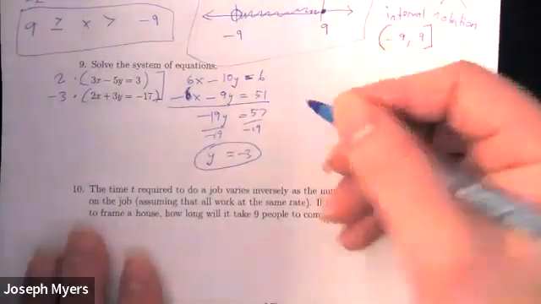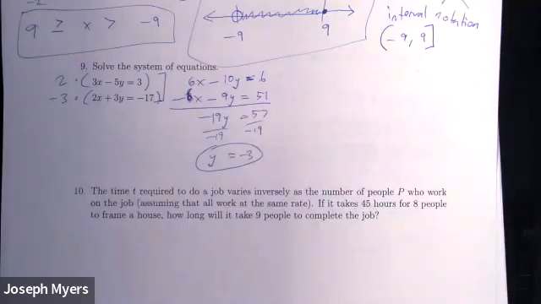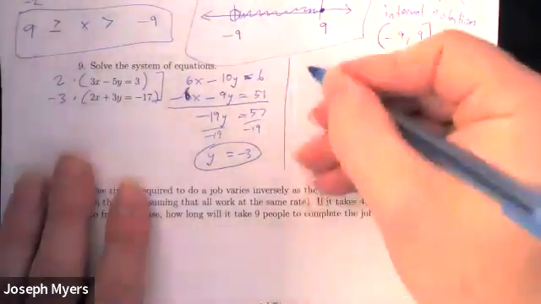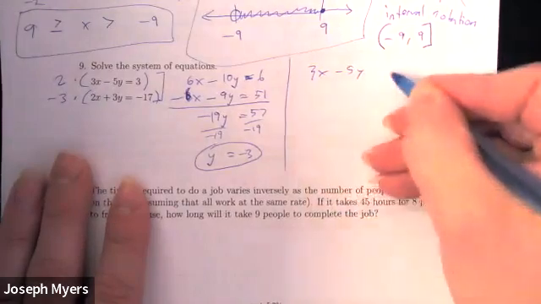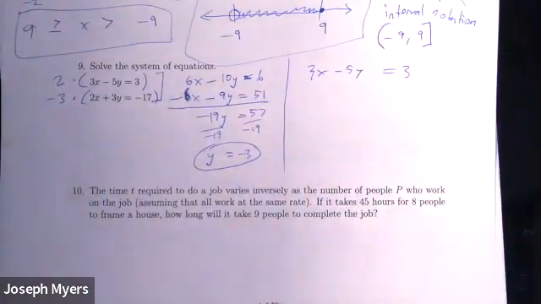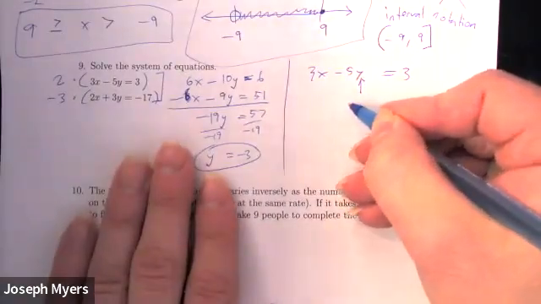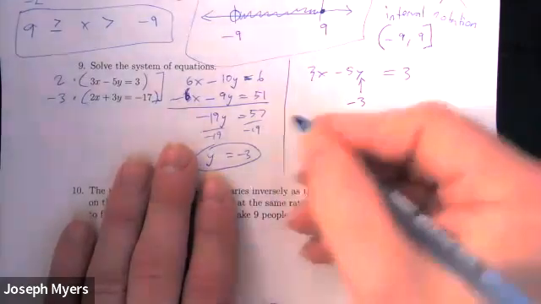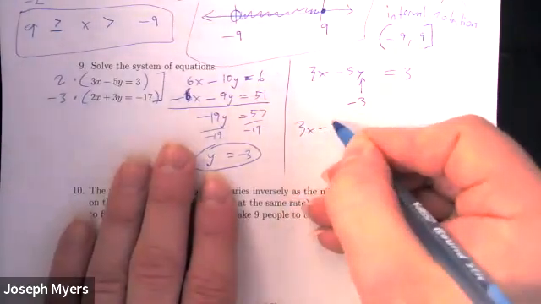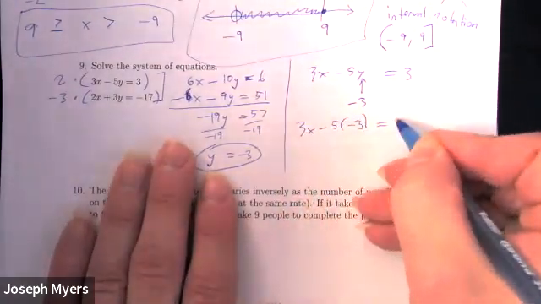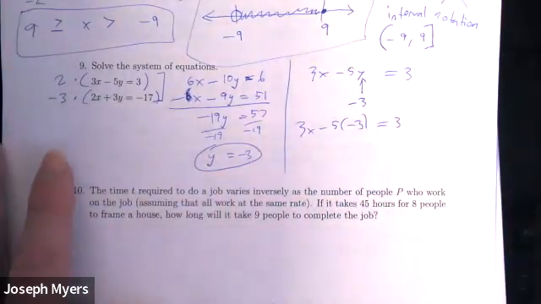So you can pick your equation. I always pick the smallest one. So to me, the smallest one is the first one. We're going to pick the first one, 3x minus 5y equals 3. Except I'm going to take away the y and change that to be equal to negative 3, right? So you'll get 3x minus 5 times negative 3 equals 3. What's negative 5 times negative 3?